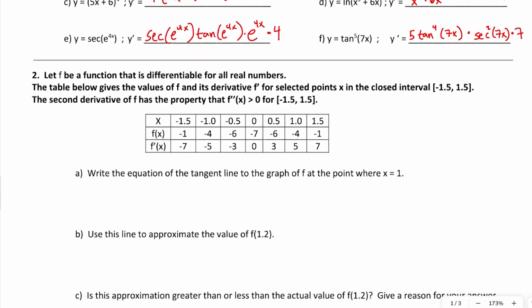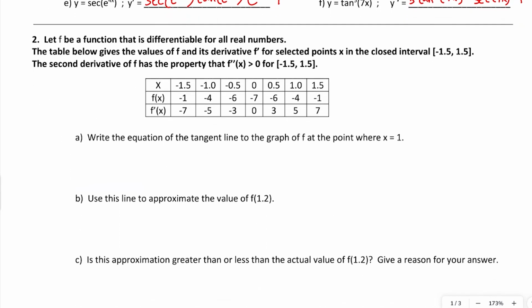Okay, number 2, it says let f be a function that's differentiable for all real numbers. The table below gives the values of f and the derivative f prime for selected points x on the closed interval from negative 1.5 to 1.5. The second derivative of f has the property that f double prime is positive on this interval. Now, just as a little reminder, f double prime being positive means that f is concave up, meaning the graph, at least if we exaggerate it, will do something like this.